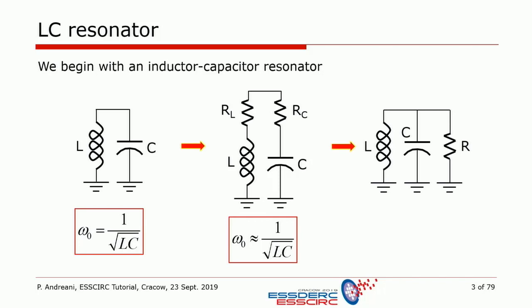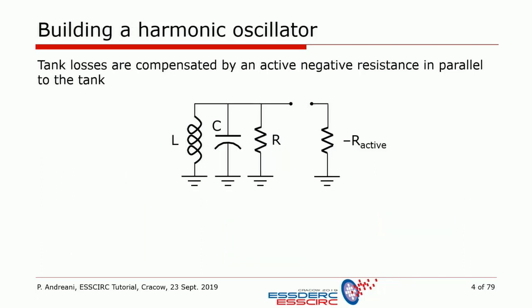Typically, we want to compact all these losses in an equivalent parallel tank resistance, as you can see here, with a big R in parallel to L and C. And this is because then at resonance, the impedance of the tank is immediately given by exactly this resistance R. Now, obviously this resistance tends to kill any oscillation that would be in the tank, and in order to compensate for that, we need an active negative resistance in parallel to that, minus R active, as you can see here.